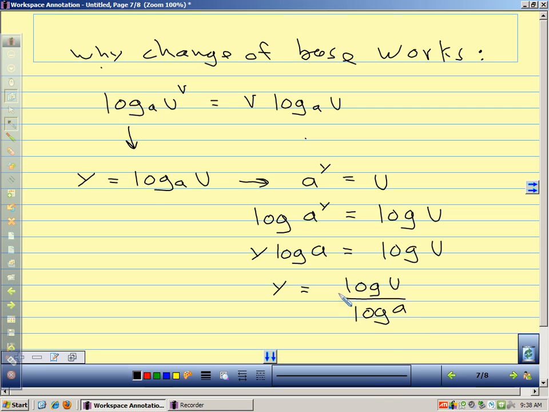So this is my change of base formula. If I have the log base a of something, I can turn it into the log base 10 or log base e using this property of logarithms. So that's why it works. You won't necessarily have to know this. I just thought it's nice to know that it comes from this property of logarithms because we talked about using that. All right, questions?